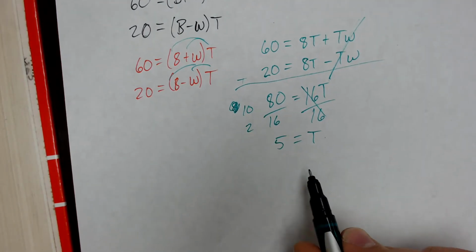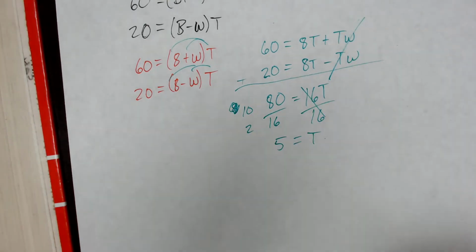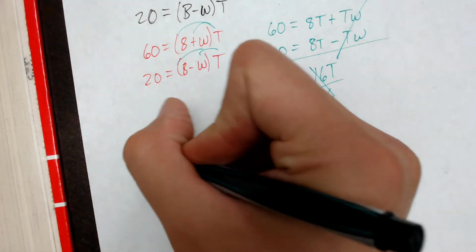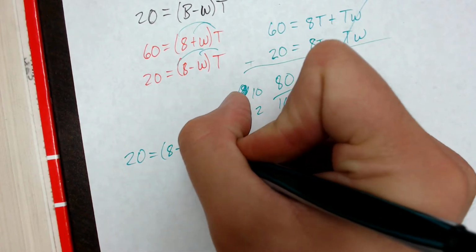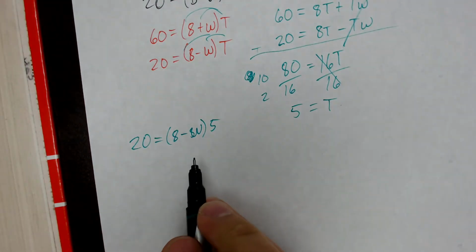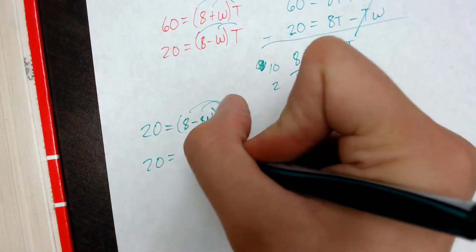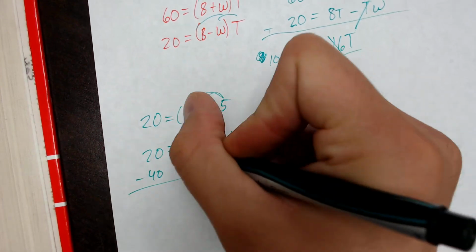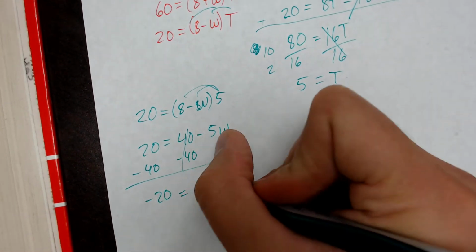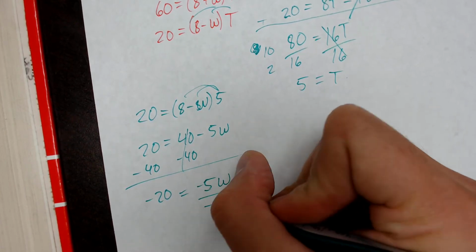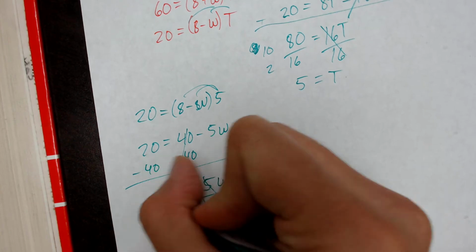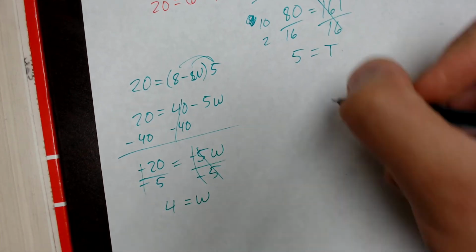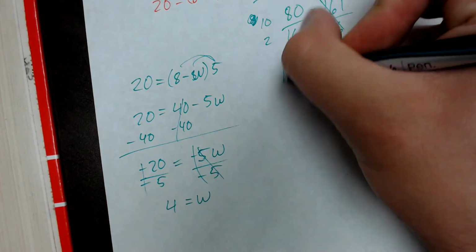Now that I've solved for t, or the time, I can go back and solve for water. All I have to do is plug it into one of these equations. I'll use the upstream equation. If I take 20 equals 8 minus w times 5, I can solve for w. I distribute again. I get 20 equals 40 minus 5w. If I subtract 40 from each side, I get negative 20 equals negative 5w. Divide each side by negative 5. The negatives cancel, and 5 goes into 20 4 times. So 4 is equal to the water. Water equals 4, time is 5 hours.